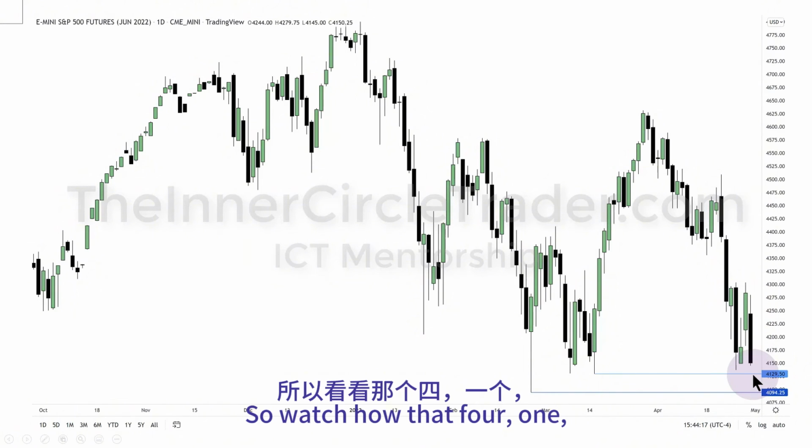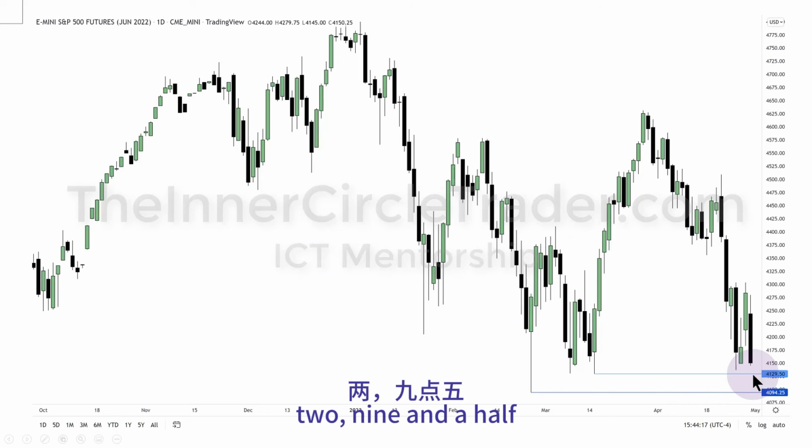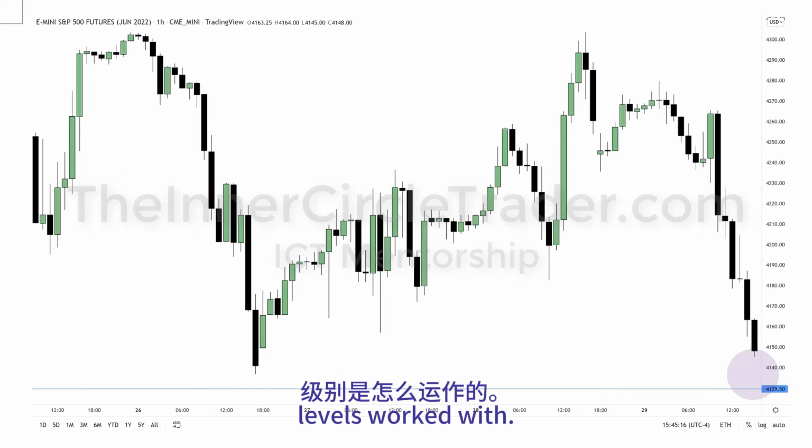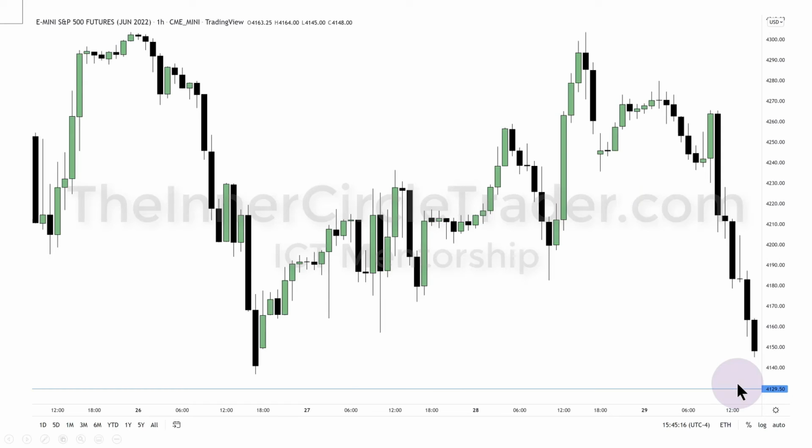So watch how that 4129.5 level worked with. And here it is down here. In the hourly chart, you can see how it created a little bit of a Judas swing here.